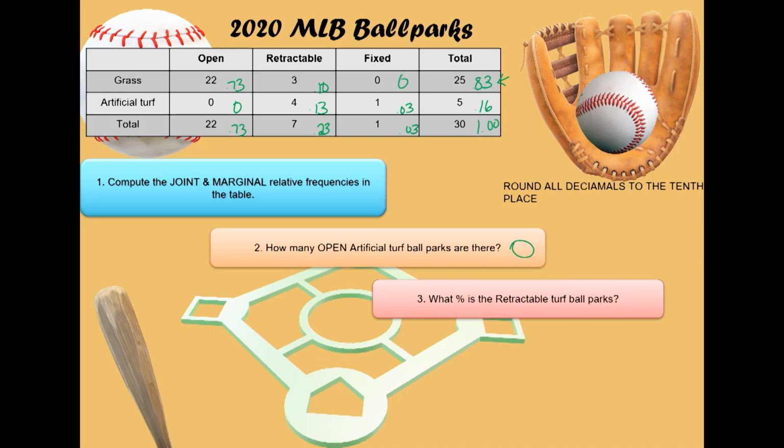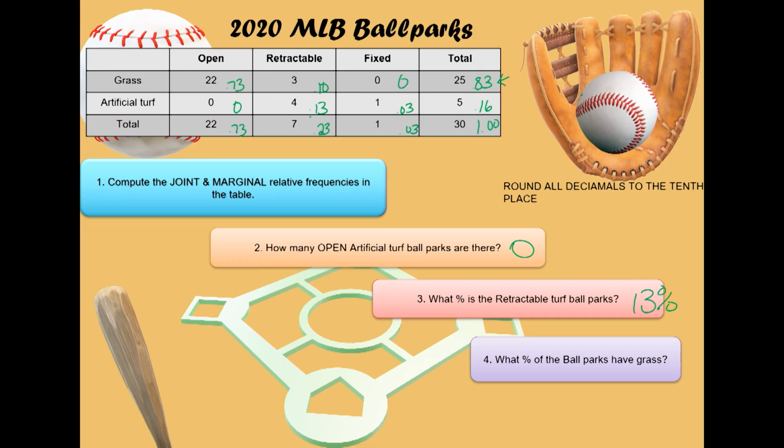It says, what % is the retractable turf ballparks? So I'm going to look at retractable and go all the way down to turf. I'm going to turn that 13 into a percent. So it's going to be 13%. So then let's go to our next one.